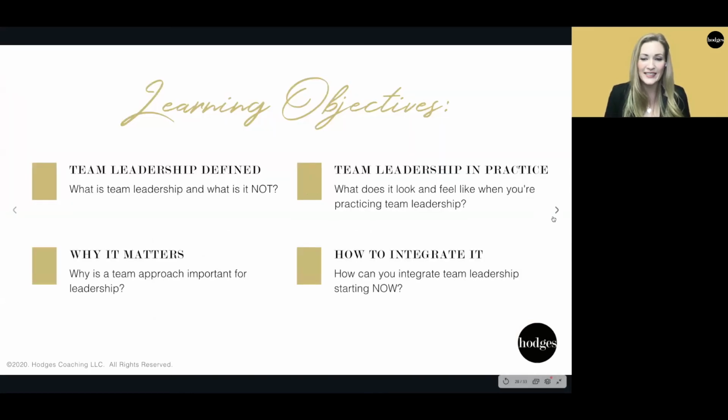All right, so we define team leadership. We talked about what it looks like in practice. We've got a lot of work ahead of us the next few weeks, a lot of change that I'm super excited about. And I hope you just say, bring it on, let's go, let's dig into it. And we've talked about why it matters to take this team approach for leadership. Who would you rather work for?